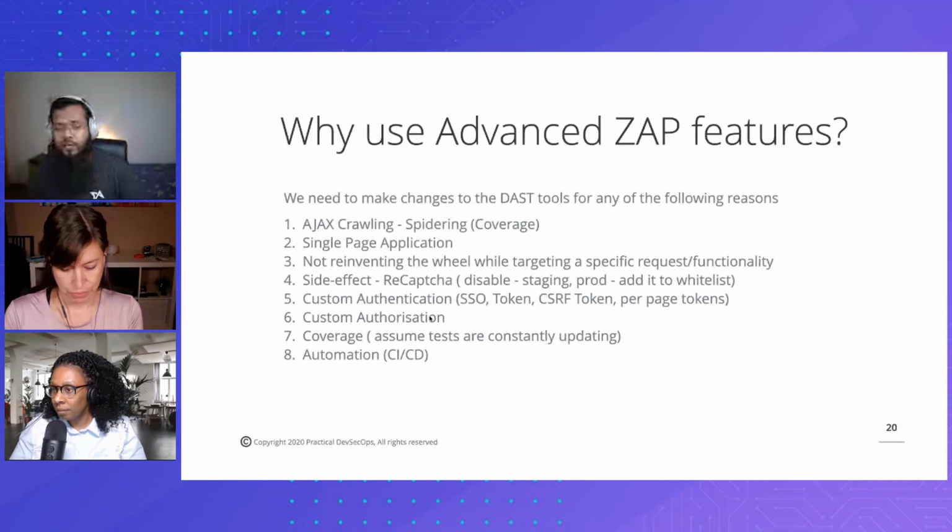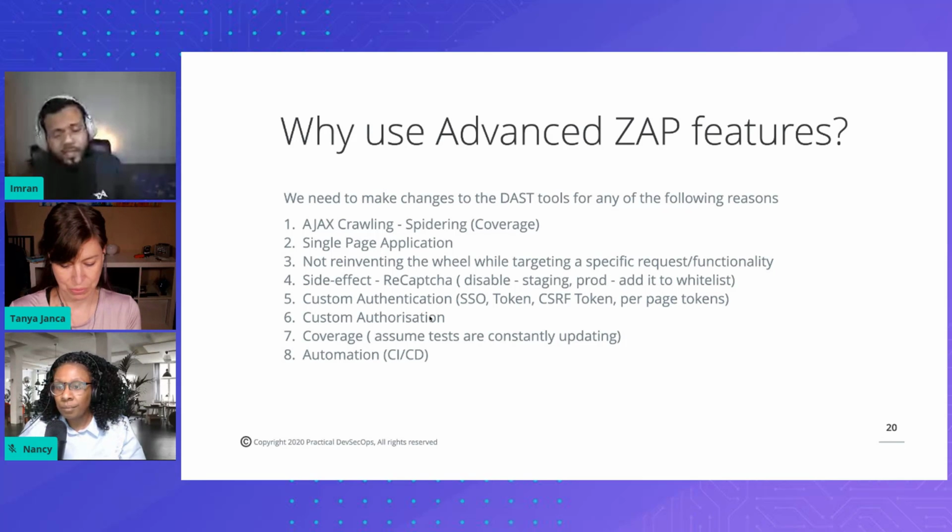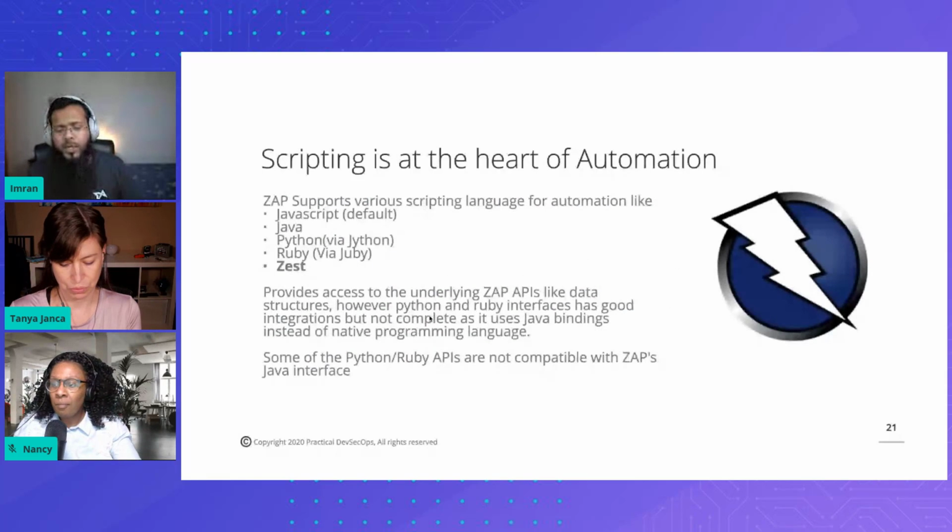Or you want to ensure that as soon as a QA or developer adds a test, we can start scanning it right away without having to go and manually click on each and every button. And then also maybe because of doing automation in a CI/CD pipeline, right? So again, scripting is at the heart of automation.